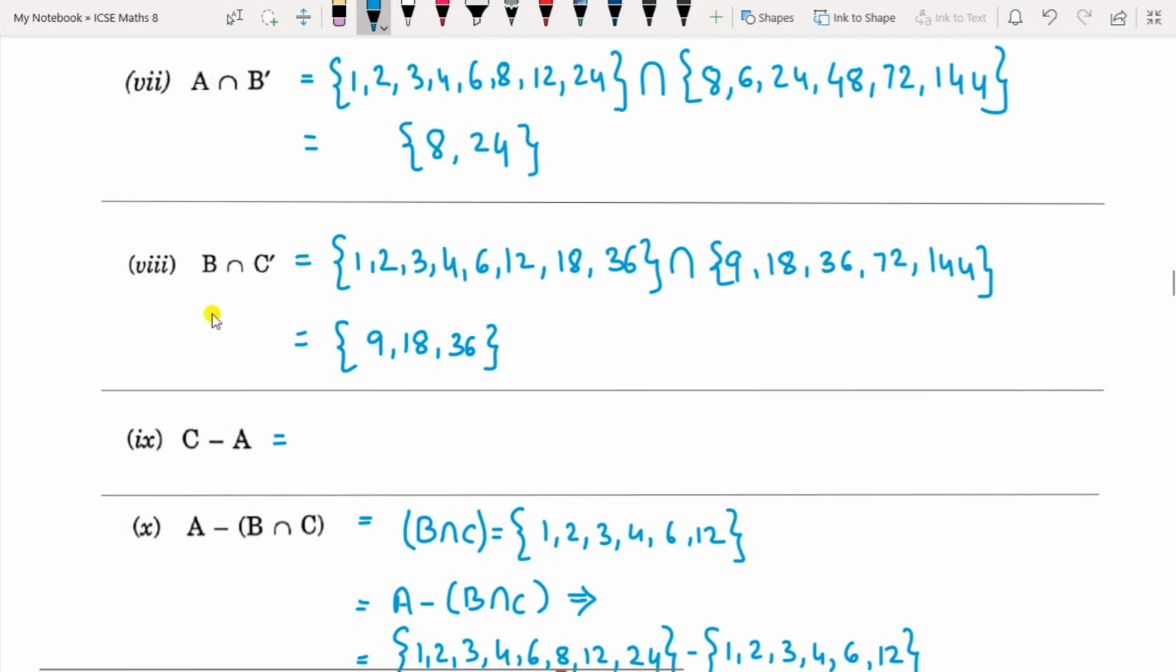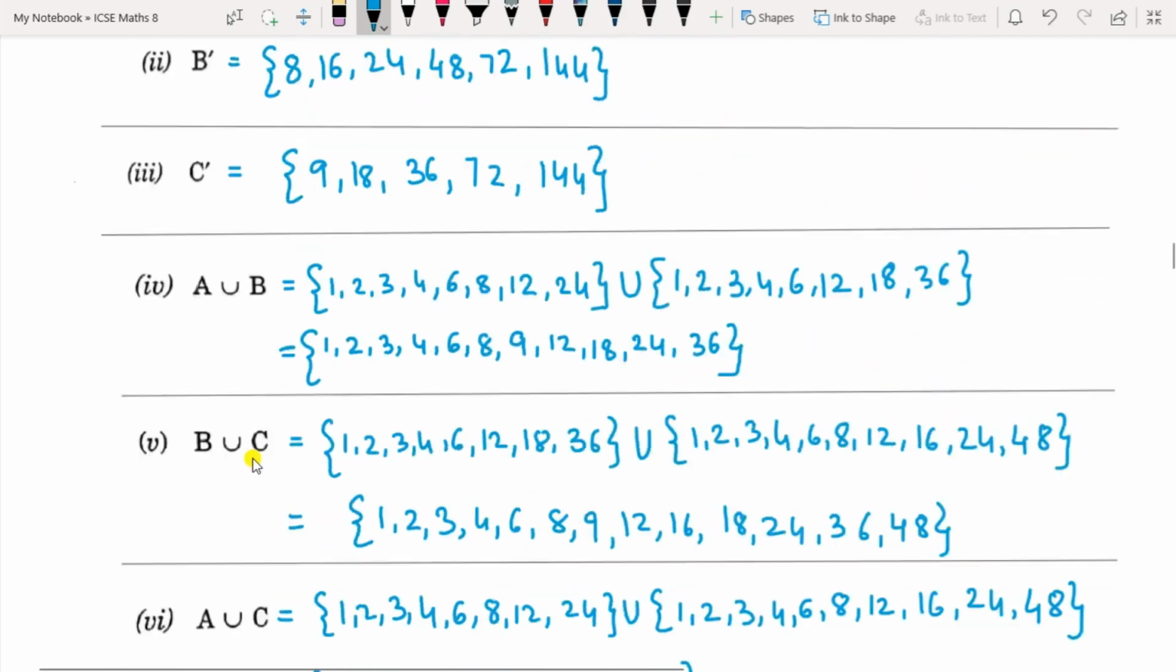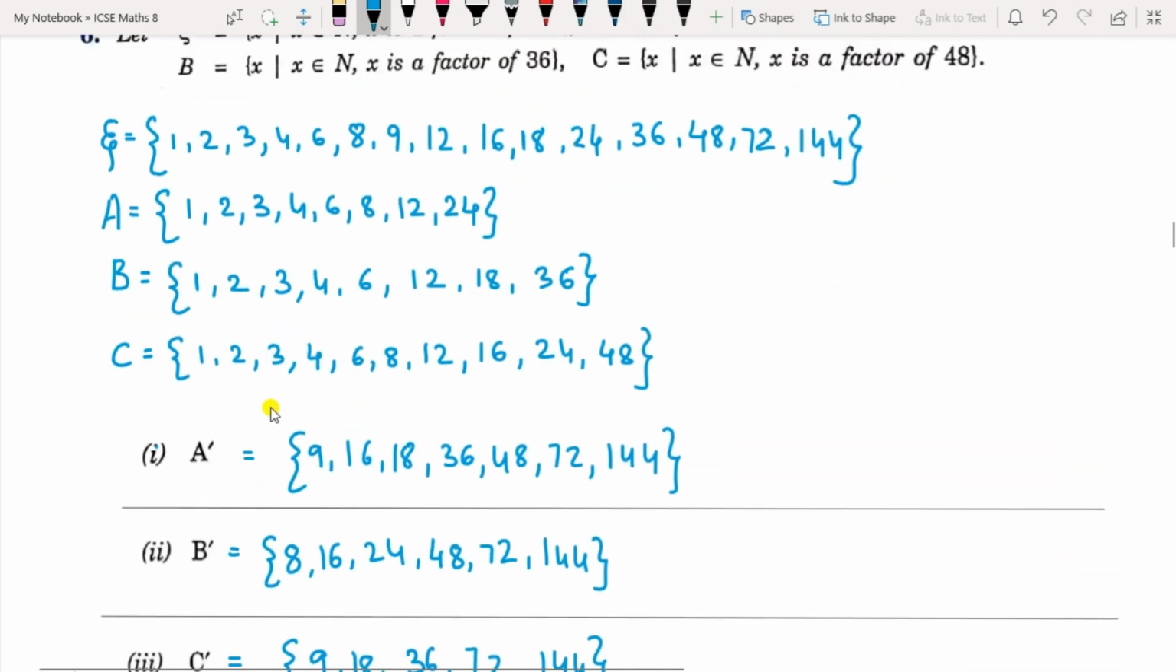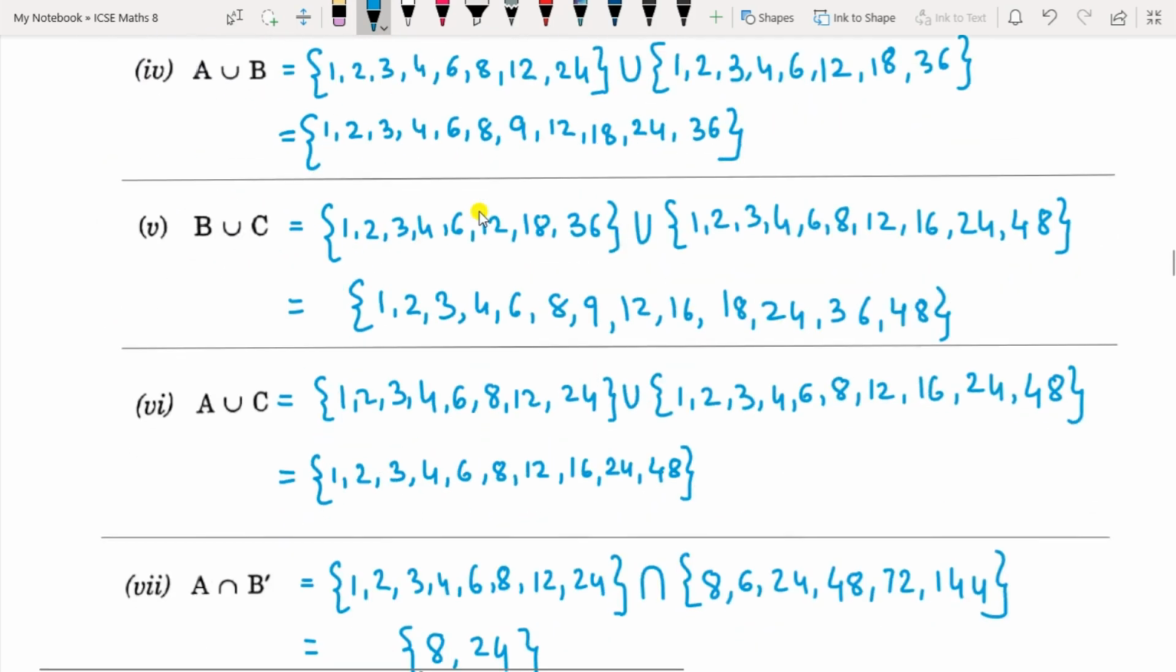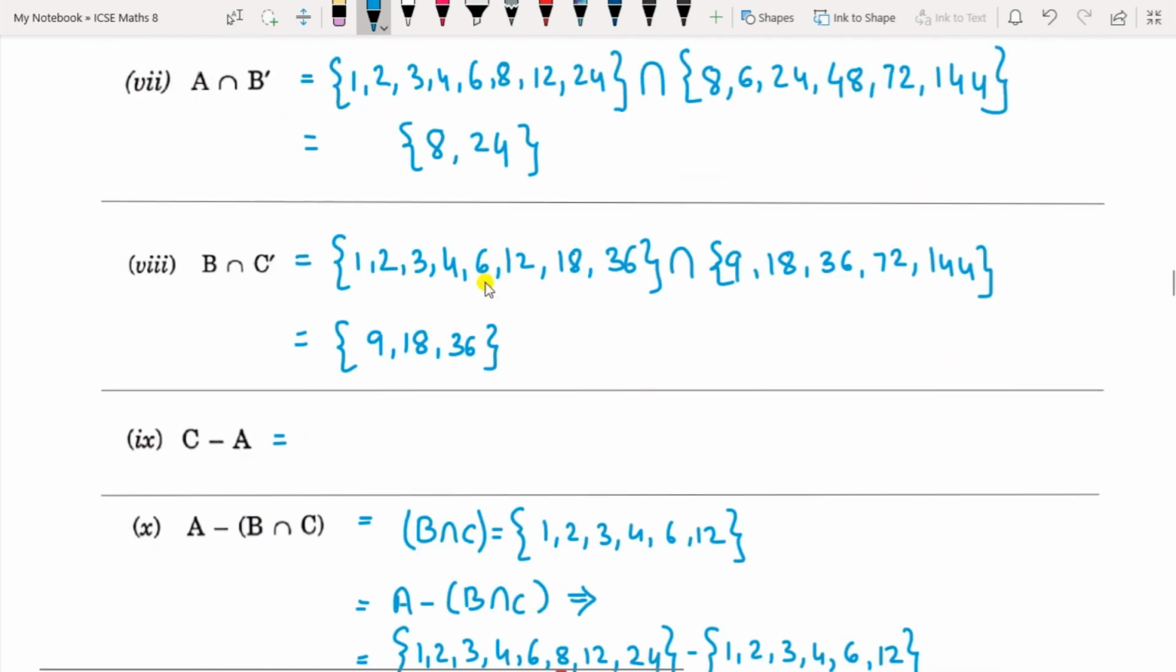Similarly, you have to find B intersection C complement. Then C minus A. C minus A means all the elements of C which are not in A. You can see in this set, up to 12 all the elements are there, then 24 is there, but 16 and 48 are not present in A. So the answer will be 16 and 48.